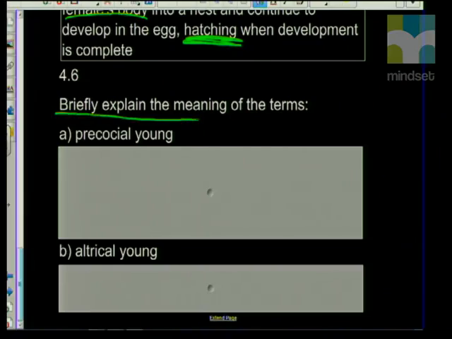Okay, the next question is quite a cool one. Briefly explain the meaning of the terms. Remember, they like the terms. First one, precocial. And the last one is altricial. Okay, now those are huge words.